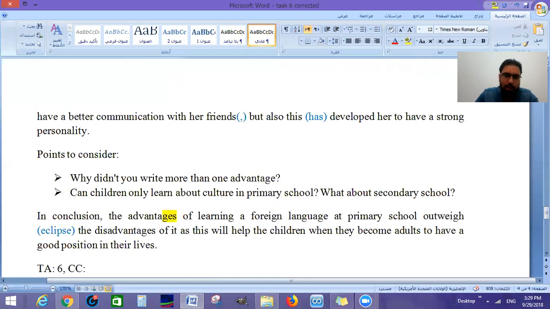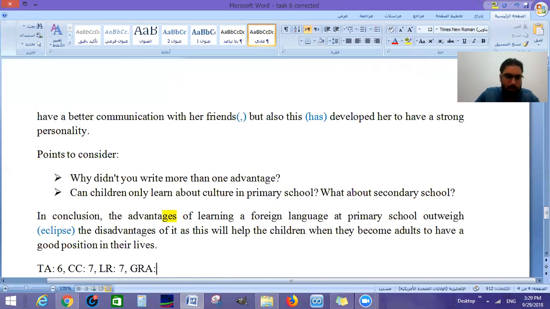CC is a weak 7. LR is a 7. We did have quite a bit of repetition of vocabulary from the question and so on, but we had a lot of collocations, we had a lot of good stuff. The language is definitely there. The vocab, everything is there. It's just really understanding the question and dealing with the question, which is the problem.